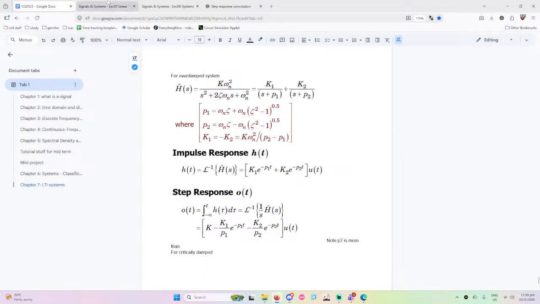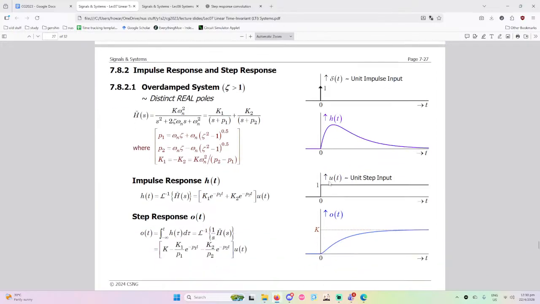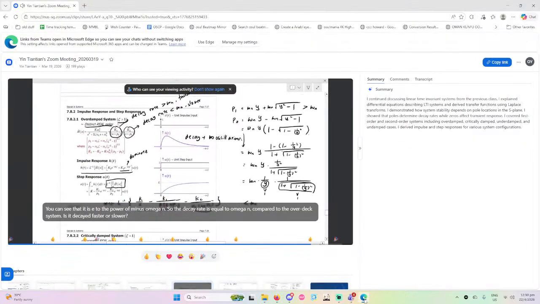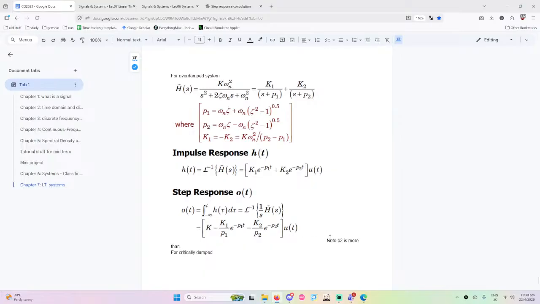Okay. Now we compare this case with the previous case. So here, what is the decay rate of the impulse response? Here the decay rate is equal to omega n. Right? You can see that it is e to the power of minus omega n t. So the decay rate is equal to omega n. Compared to the overdamped system, is it decaying faster or slower? If it is faster, please raise up your hand.